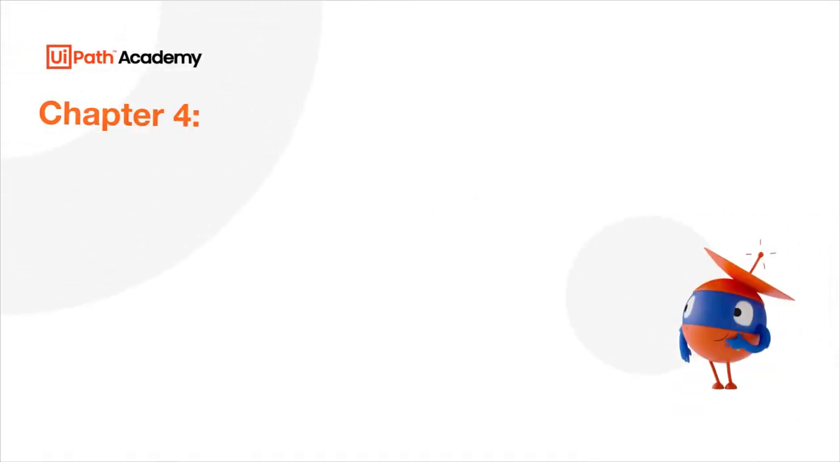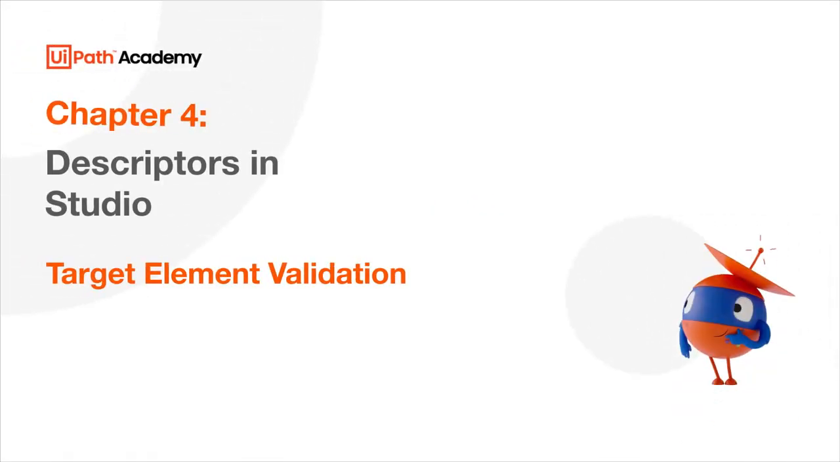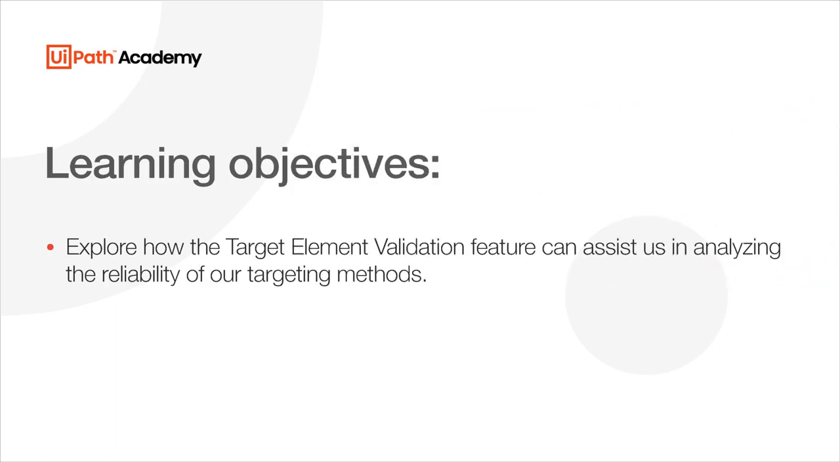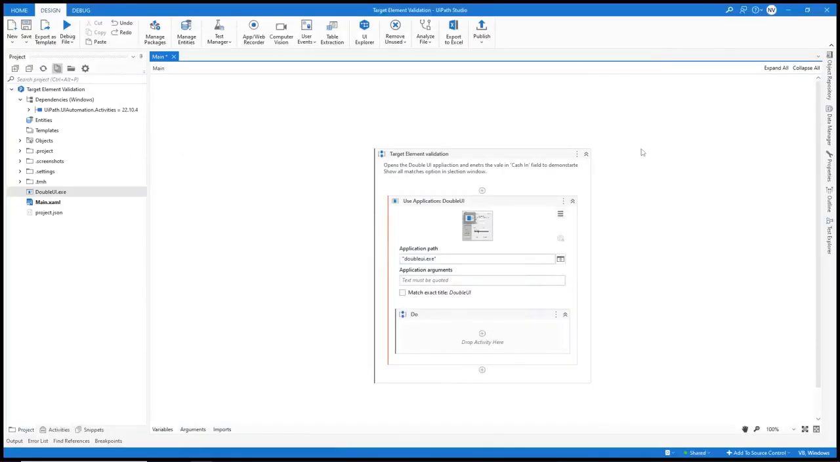Welcome to this demo on target element validation. In the next few minutes, we'll explore how the target element validation feature can help us analyze the reliability of our targeting methods. To demonstrate this feature, we'll start with a blank process and use a type into activity to enter a value in the OnUsCheck input field in the WI application.